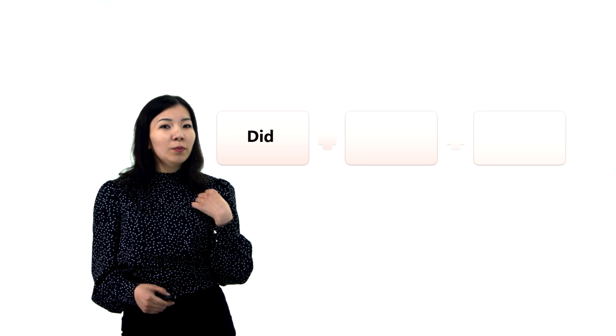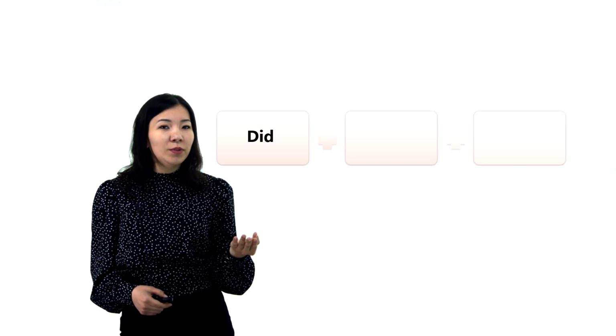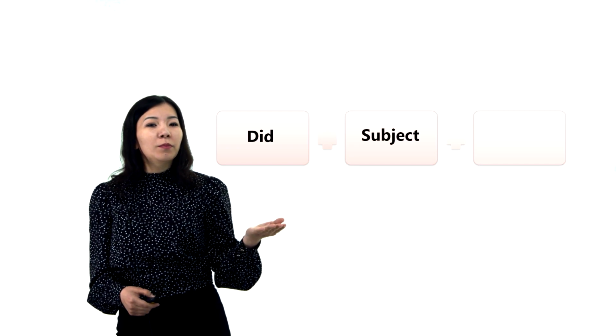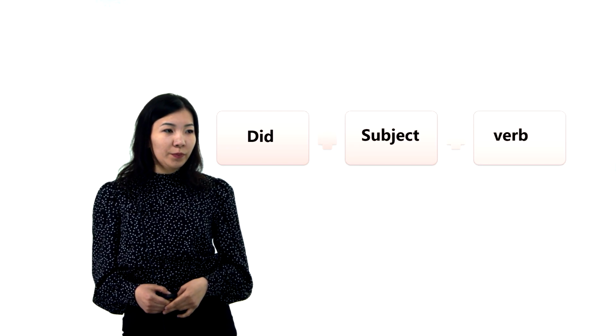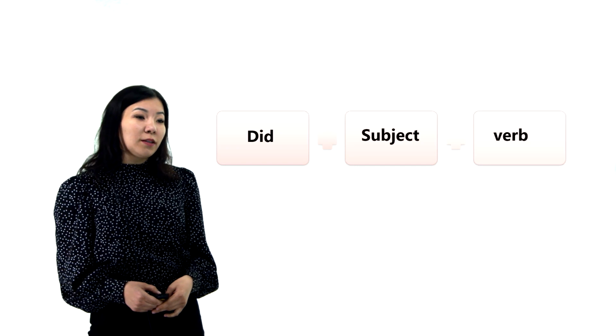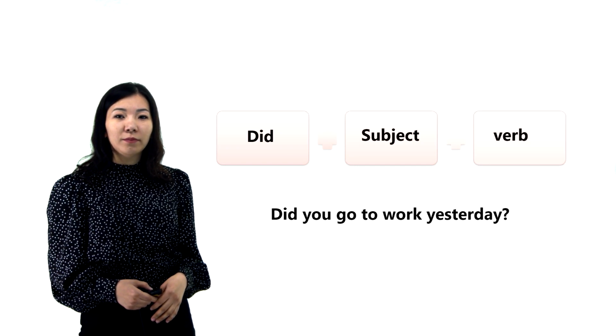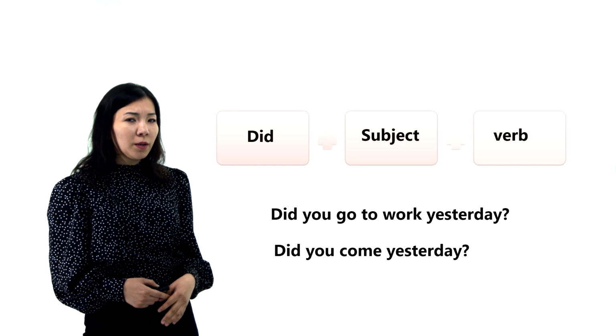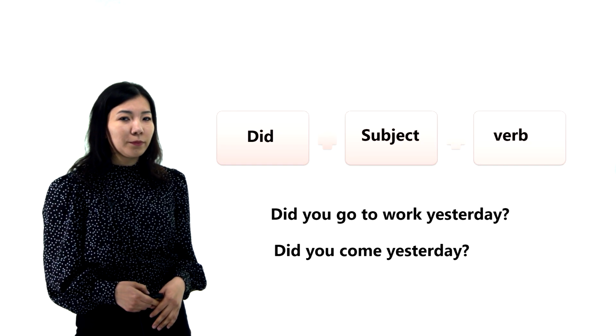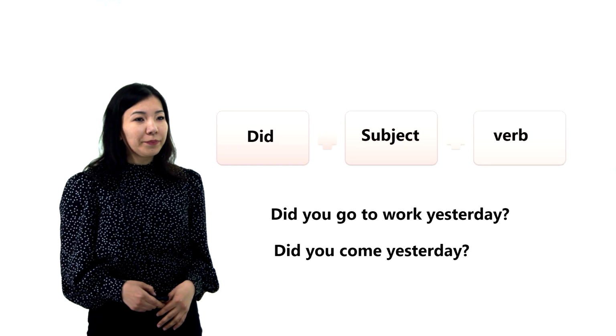To form an interrogative sentence in the past tense, we need the auxiliary verb did at the beginning of the sentence, before the subject, plus the main verb in the present form. For example, did you go to work yesterday? Did you come yesterday?